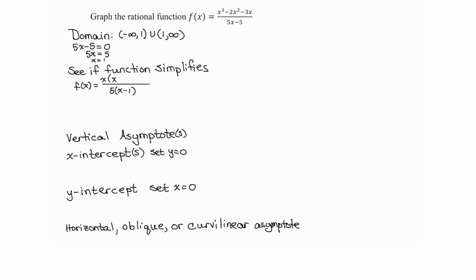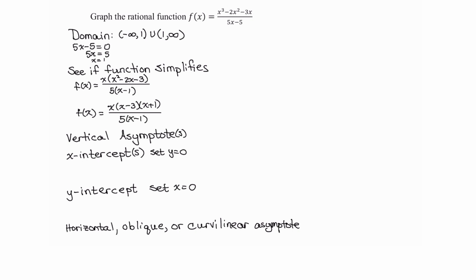That'll leave us with x squared minus 2x minus 3. And then x squared minus 2x minus 3 also factors. It factors as x minus 3 times x plus 1. So our function f of x in factored form is x times x minus 3 times x plus 1, all over 5 times x minus 1.